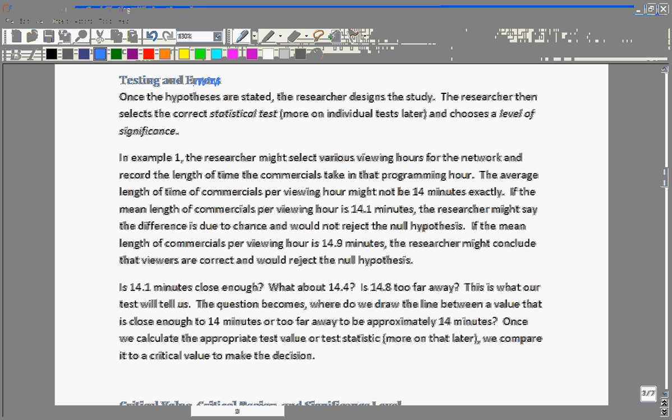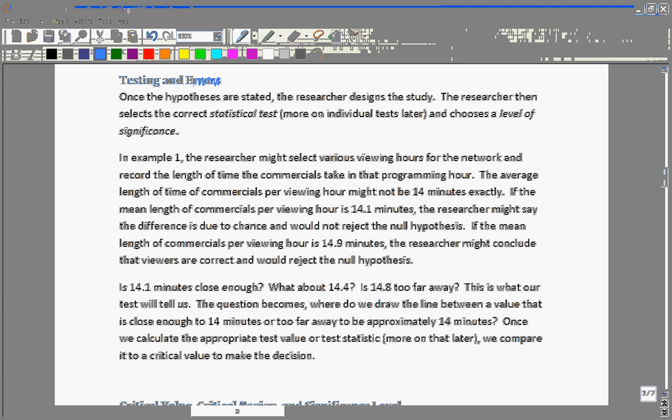Now the average length of time of commercials per viewing hour, so we take all those hours, average them together, it might not be 14 minutes exactly. Very possible that that would happen. If the mean length of the commercials per viewing hour is 14.1 minutes, the researcher might say, oh, that difference is not that bad, or maybe it's just due to chance, meaning the natural variation from hour to hour. And we would not reject the null hypothesis. We would say that, yeah, commercials really are about 14 minutes long in a programming hour.